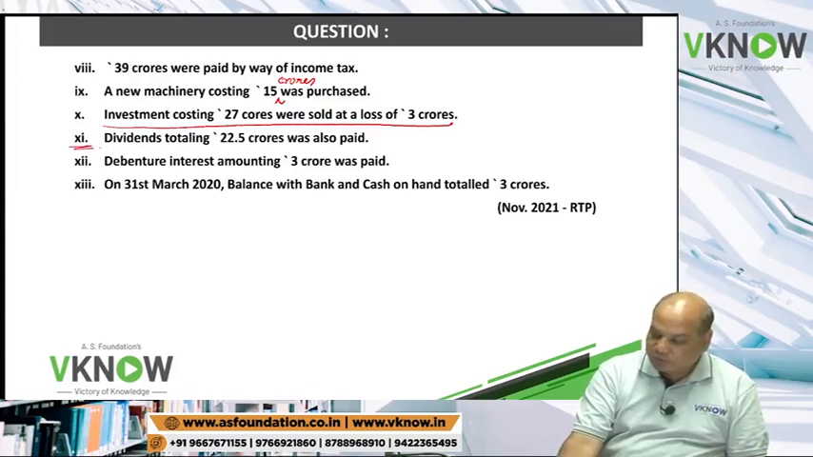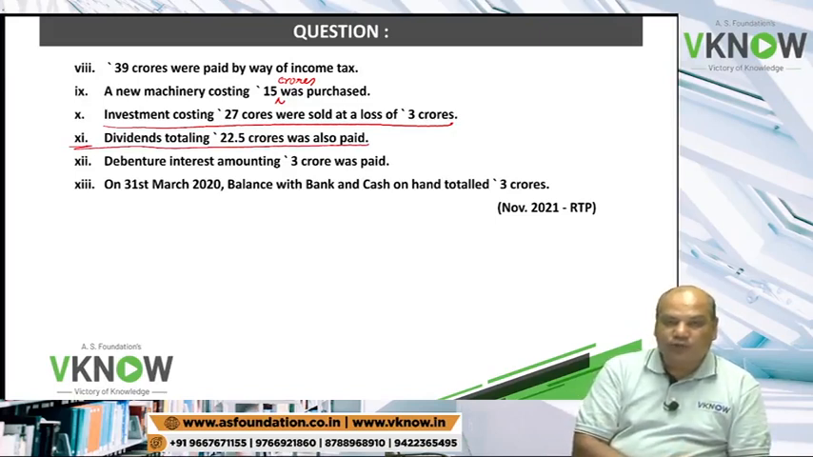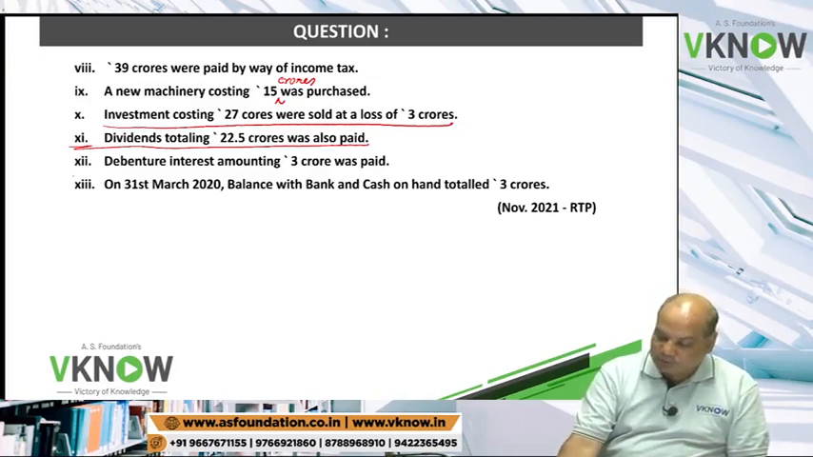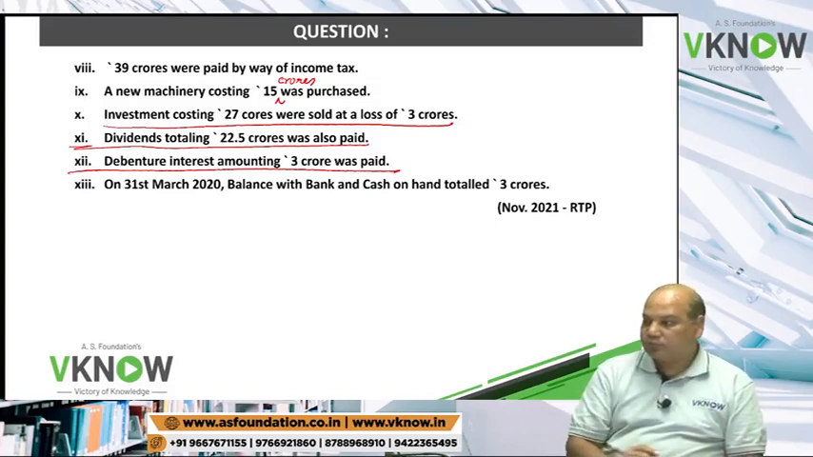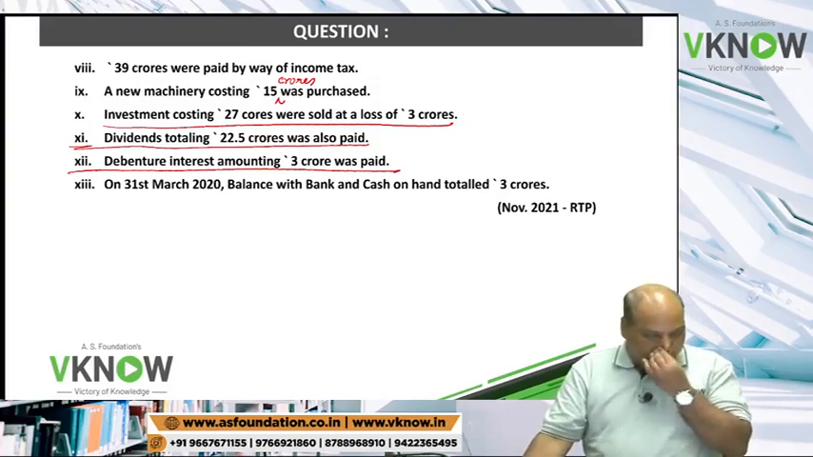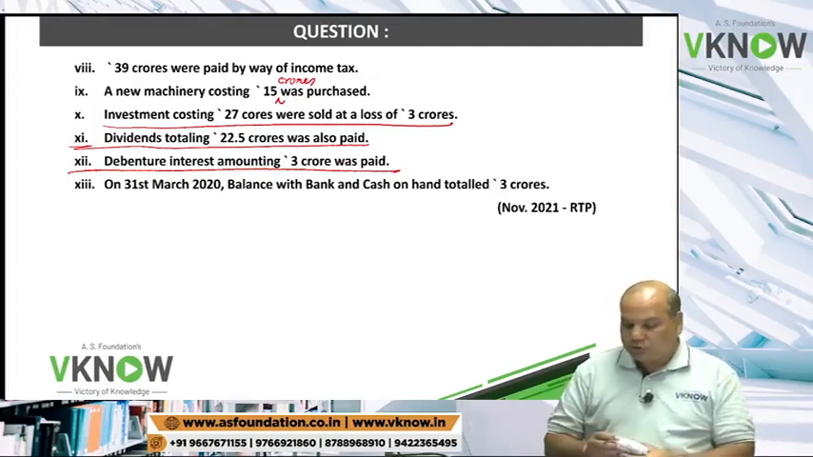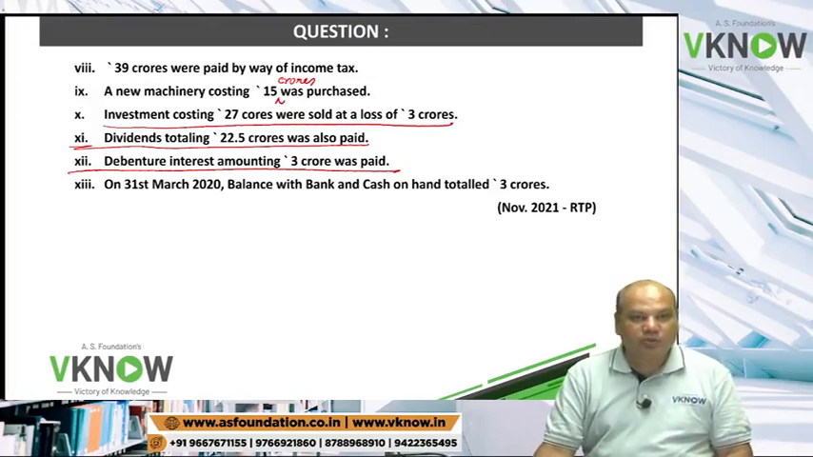Point 11, dividend totaling rupees 22.5 crores was also paid. Point 12, debenture interest amounting to rupees 3 crore was paid.